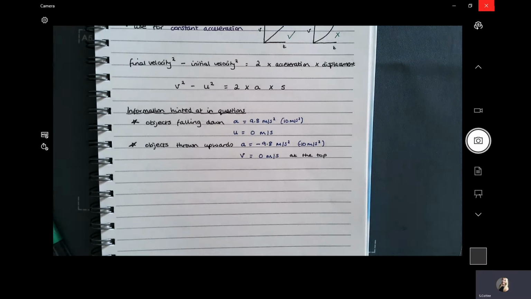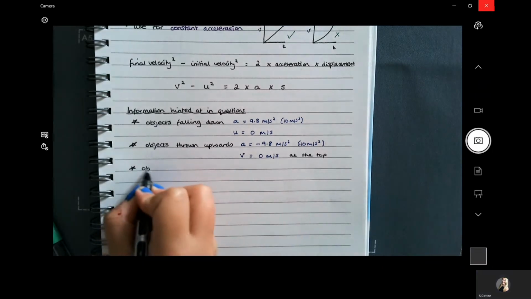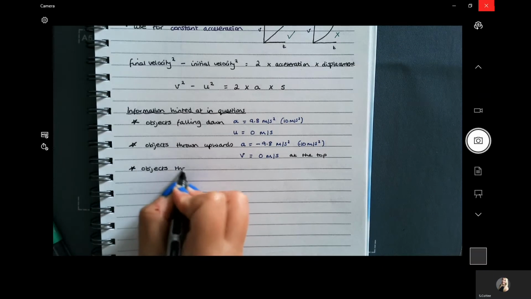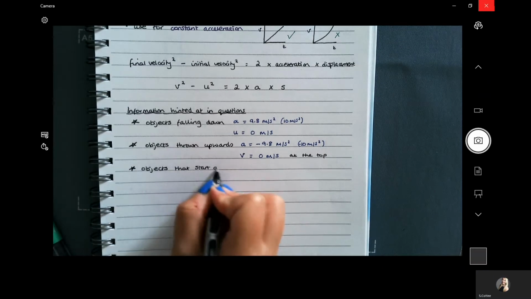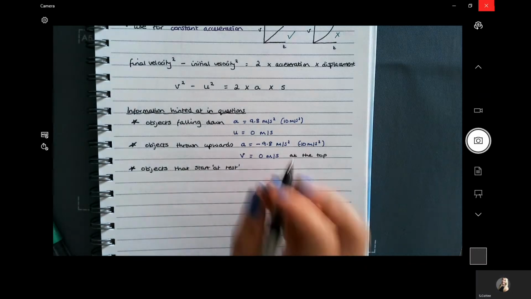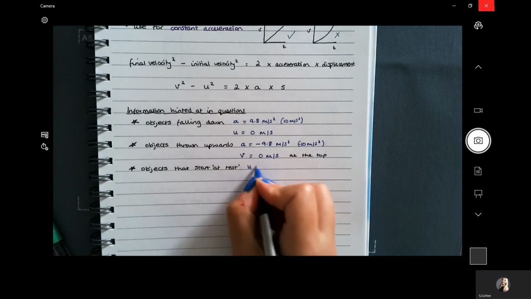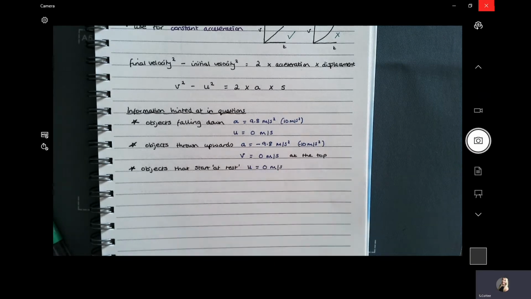You may also be told in a question that an object starts at rest, or from a standstill. Then you know that their initial velocity u is 0 meters per second. This one's a firm favourite actually at GCSE, that they will say an object is not moving or it starts at rest, in which case you have to recognise that u is 0 meters per second.